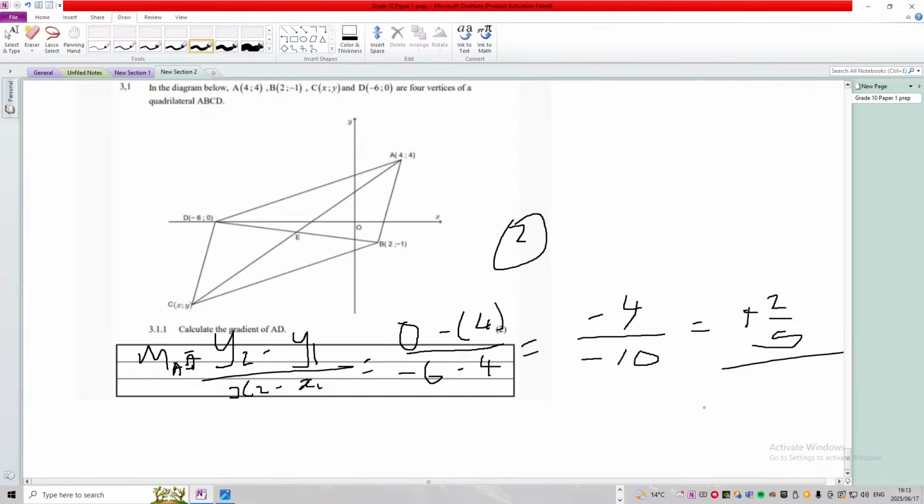Done. But sometimes you guys see this, gradient, where is AD? Oh yes, let me highlight D, let me highlight A. Which one am I gonna choose to be y2? Time is up. They're already collecting your scripts by then. So it must be chop chop when you do these things. There's the gradient, by the way. So I have the gradient to be 2 over 5. Okay?